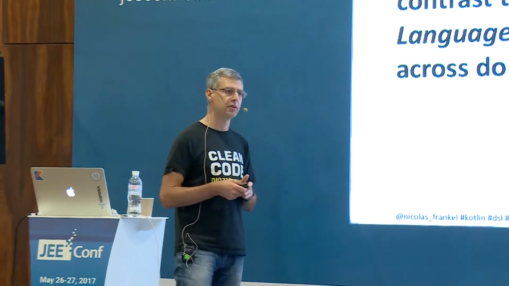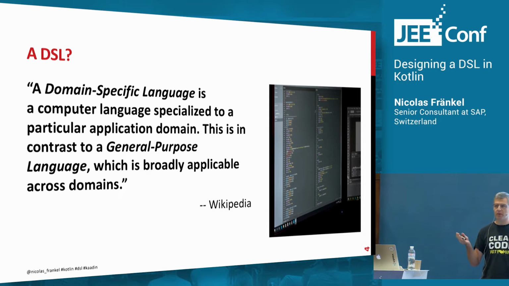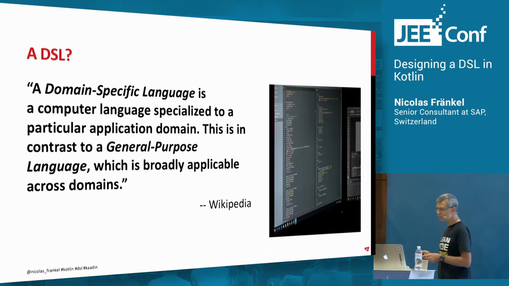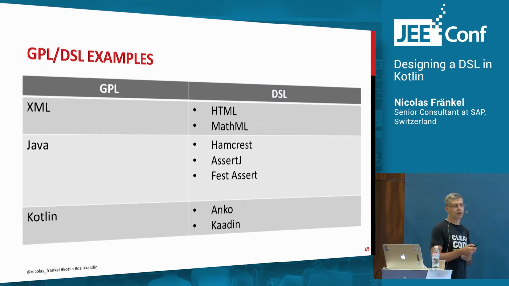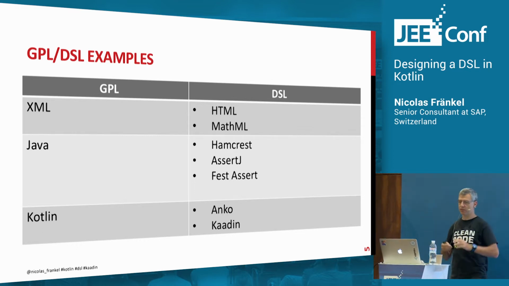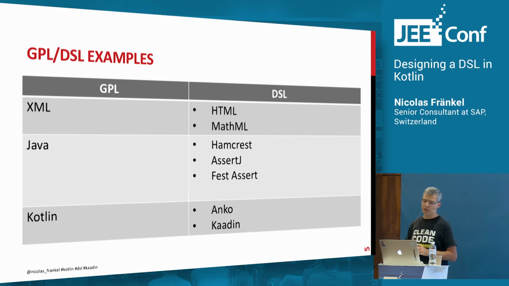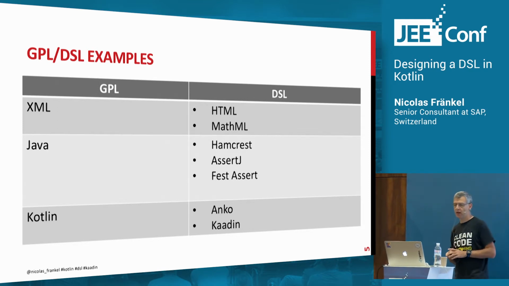So perhaps let me refresh. What is a DSL, from Wikipedia? A DSL is a computer language that is specialized into a very specific domain, as opposed to a general purpose language where you can do anything with it, just like Java and Scala. And here is a little table example. So, for example, you have XML, and it's a general purpose language. We can call it a language. And out of this general purpose language, we can create domain-specific languages like HTML or XHTML, MathML.